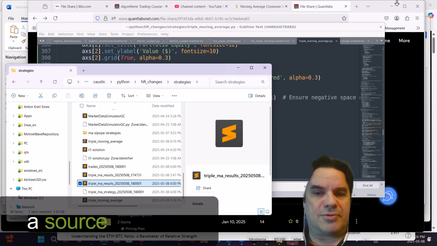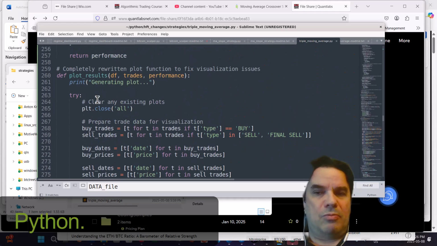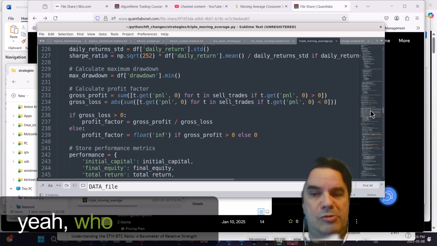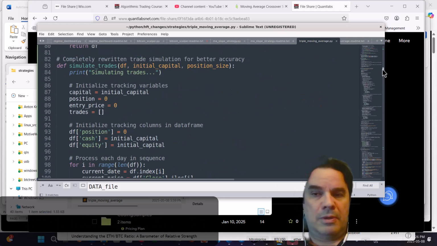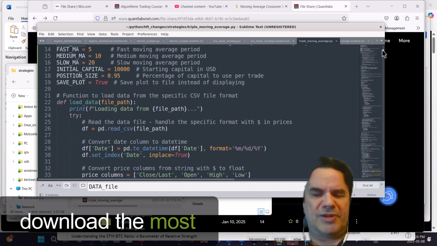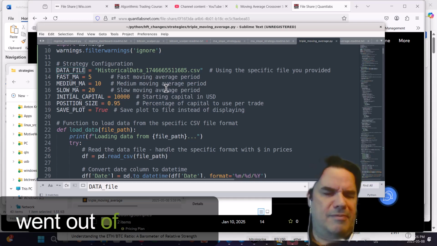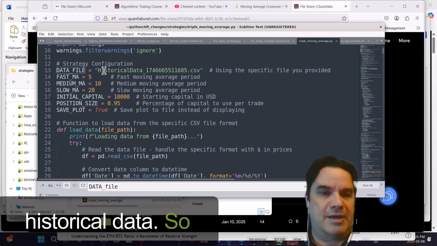Let's take a look at the source code. I'll quickly go over it. That's Python. It was difficult to get it working with Yahoo properly. Yahoo's just kind of wonky, so I decided to go to NASDAQ, download the most recent historical file for Apple, and use that as one of the data sources for the historical data.